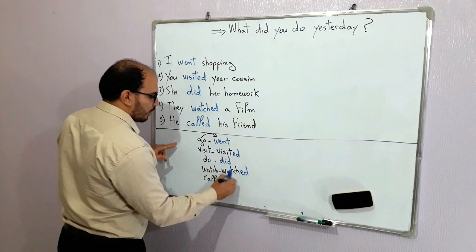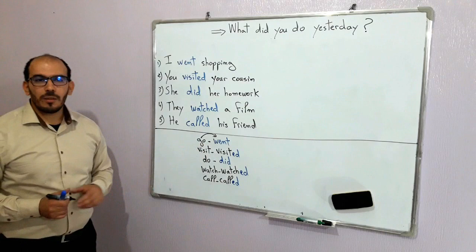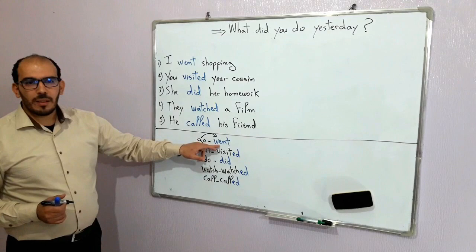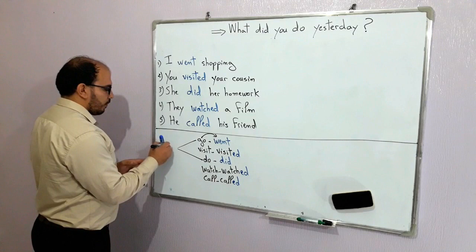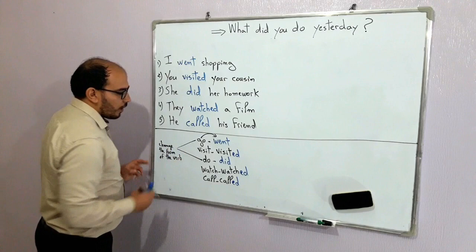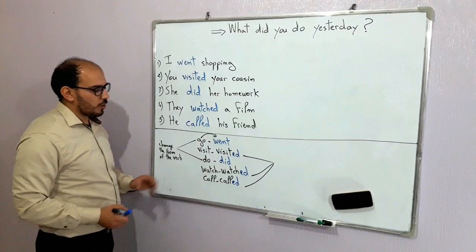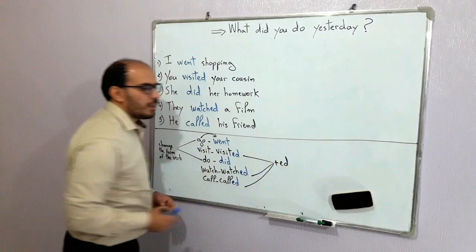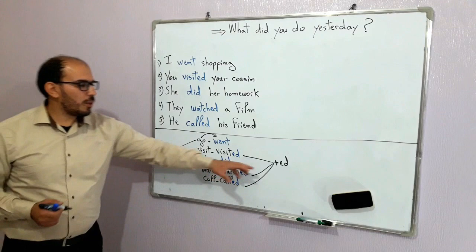So to write the verb in the past tense, there are two categories of verbs. Why? Because sometimes we change the form of the verb, like go, did. We change the form of the verb. But for some other verbs, like visit, visited, watch, watched, call, called, there is no change for the verb form, but we just add ed. The question is why, when we write the verb in the past simple, sometimes we have to change the form of the verb and sometimes we have to put just ed. Simply because we have two categories of verbs.